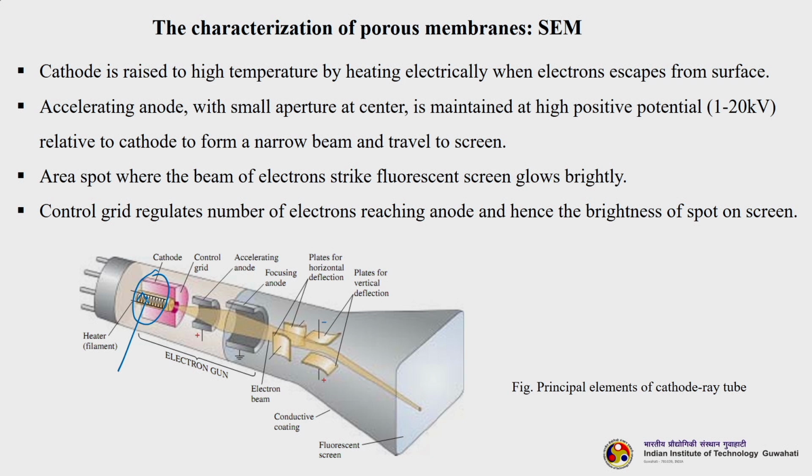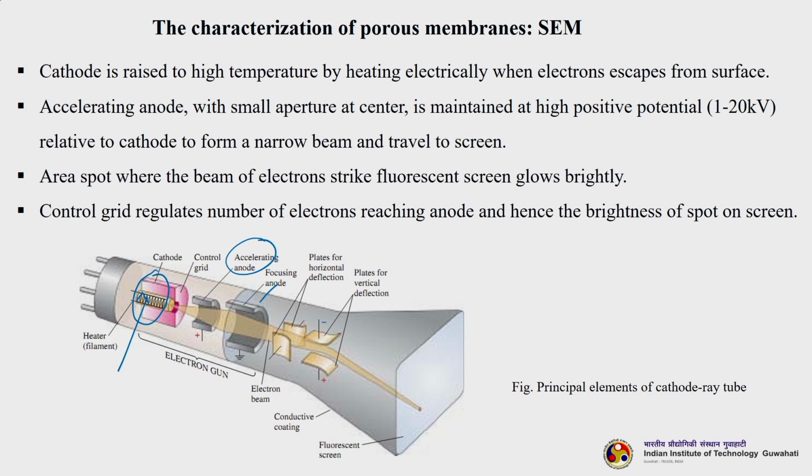So, then we have an accelerating anode here, right. There is a small aperture inside the accelerating anode. Then there is a focusing anode here, this one. Then there are plates for horizontal deflection, and then plates for vertical deflection. There is an area spot where the beam of electrons strikes the fluorescent screen and glows very brightly.